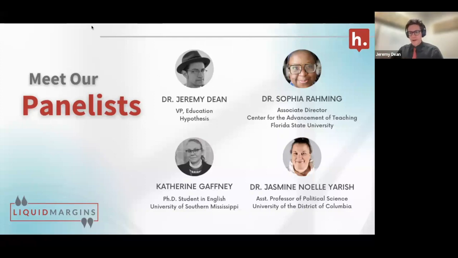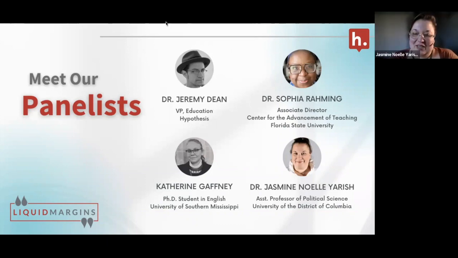Excellent. Well, I'm going to go down my Zoom column here and ask Jasmine to go next. Well, welcome, everyone. Thank you for joining us today. So as said, I'm Dr. Jasmine Noelle Yarish at the University of the District of Columbia. I'm a professor of political science there, which is a program within our Division for Social and Behavioral Sciences in the College of Arts and Sciences. So my institution is a historically Black college and university and an urban land grant university as well.